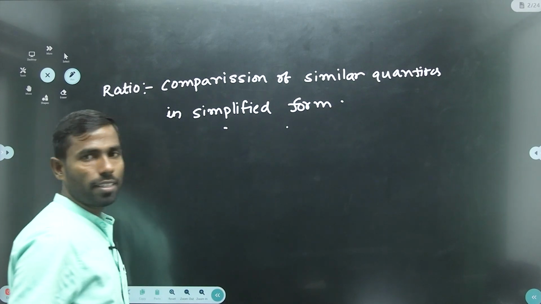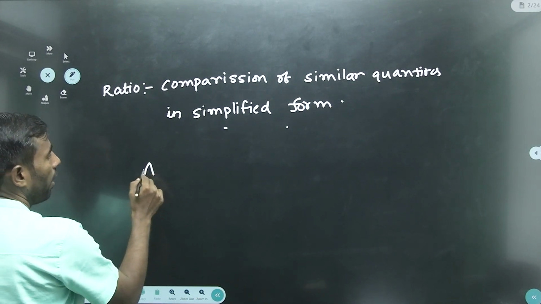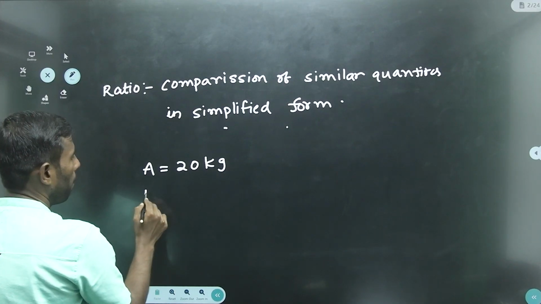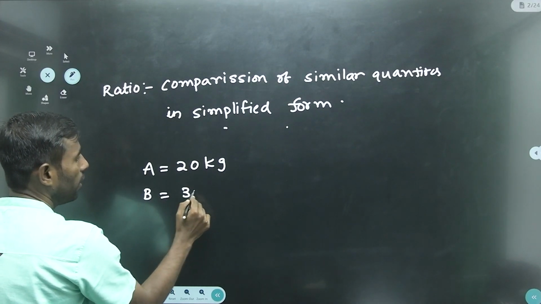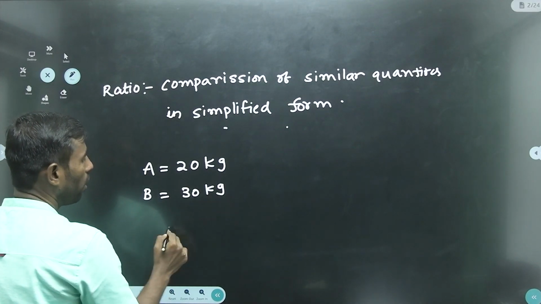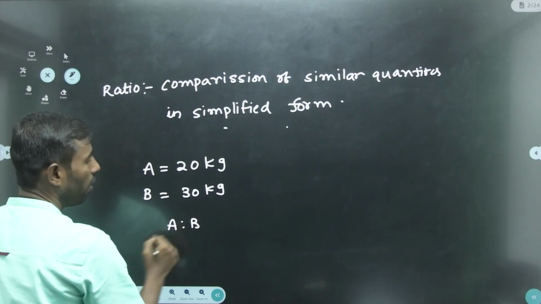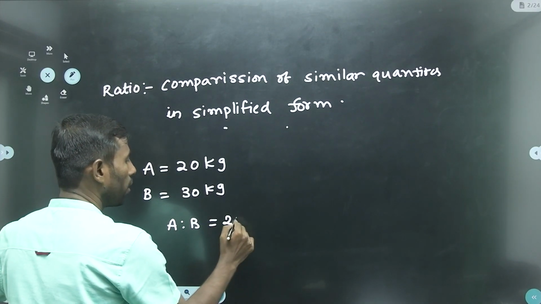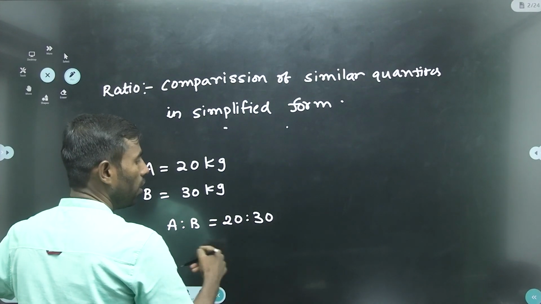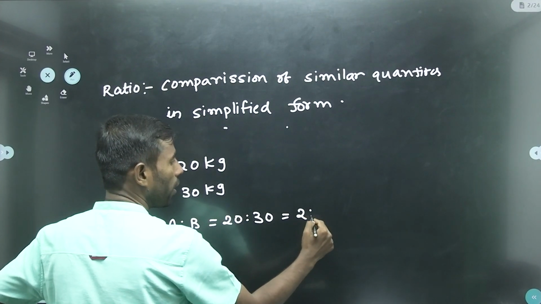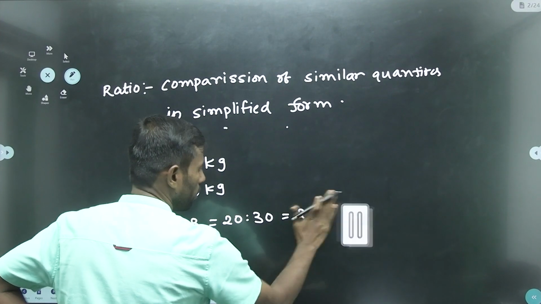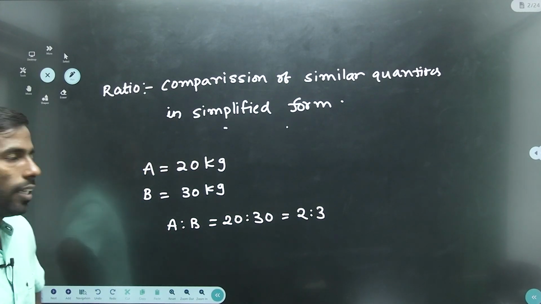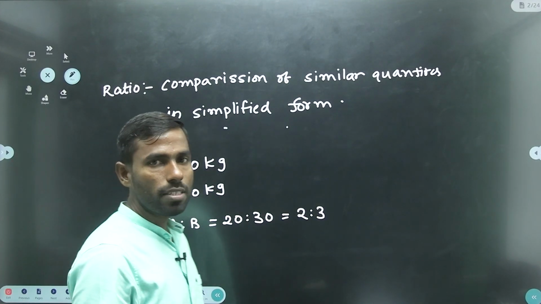Suppose, what does it mean? Suppose a bag A is there, in that 20 kg of rice is there. Another bag B is there, in that 30 kg of rice is there. If you want to find the ratio of A is to B, it is 20 is to 30. If we simplify, it is 2 is to 3, right? 10 twos are 20, 10 threes are 30. Simplified form is 2 is to 3.